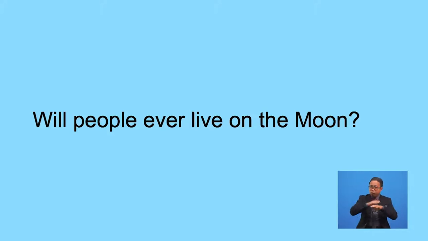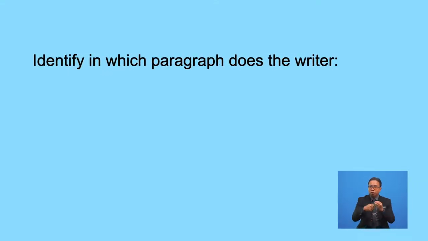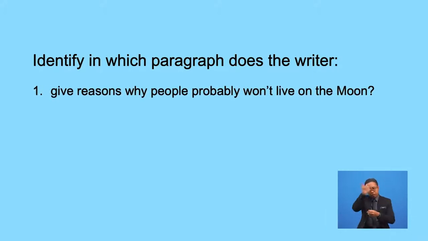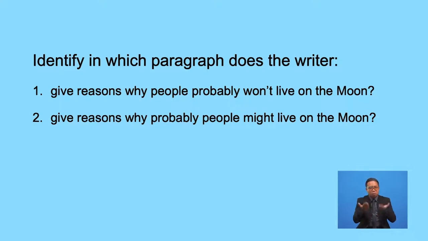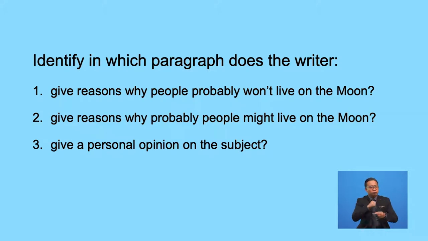Well, can you guess what is the topic of the essay? The topic of the opinion essay is, will people ever live on the moon? You are going to read and listen to the essay. When you read, identify in which paragraphs does the writer: 1. Give reasons why people probably won't live on the moon. 2. Give reasons why probably people might live on the moon. 3. Give a personal opinion on the subject. 4. Ask a question. Let's read through the essay and determine which paragraph carried this idea. A, B, C, or D?